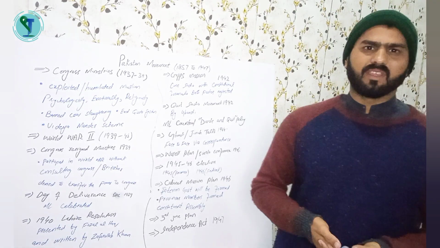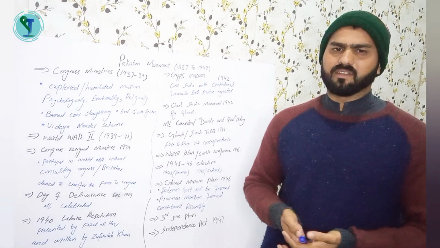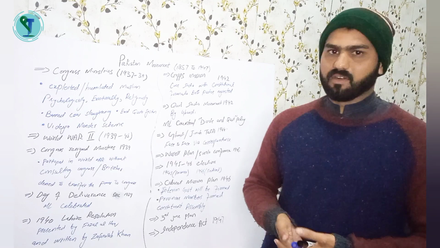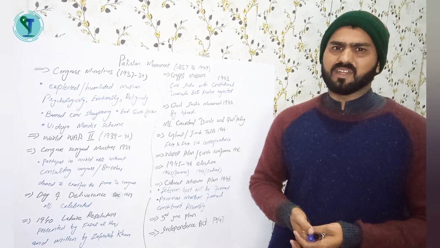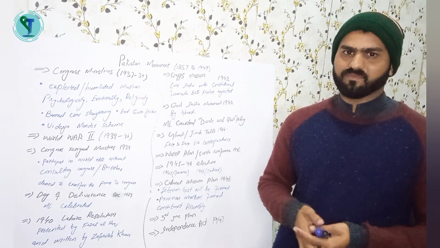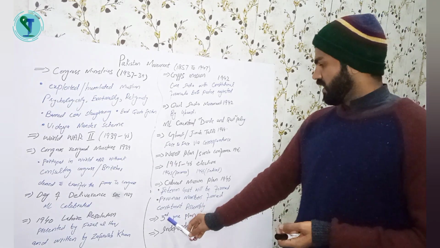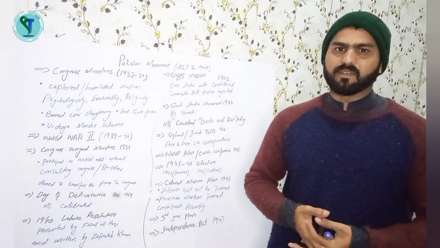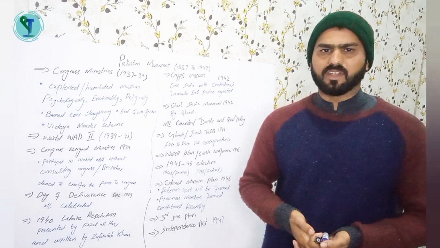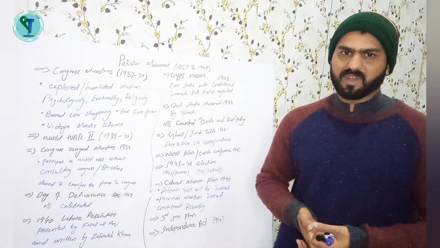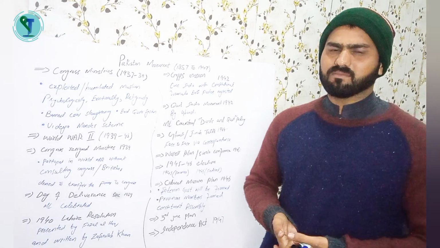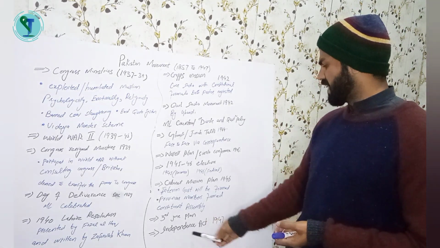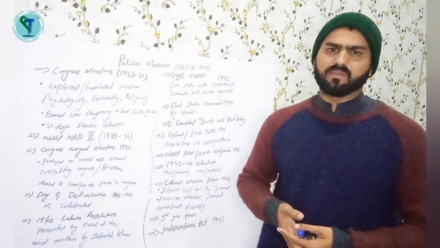After that, the British acknowledged that they had failed to administer the country. After it, they decided to grant independence. Then Lord Mountbatten came to India with the 3rd June Plan. According to this plan, the subcontinent was divided into two states, India and Pakistan. Pakistan gained independence on 14 August 1947.